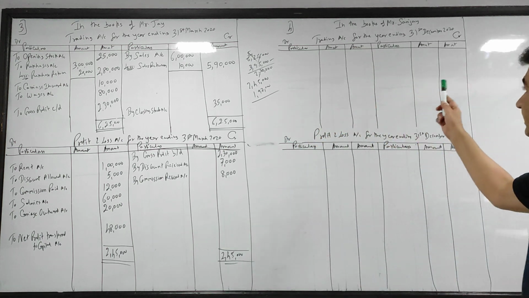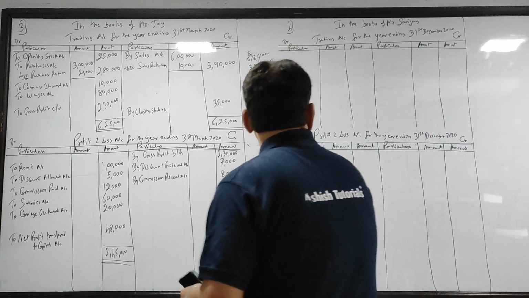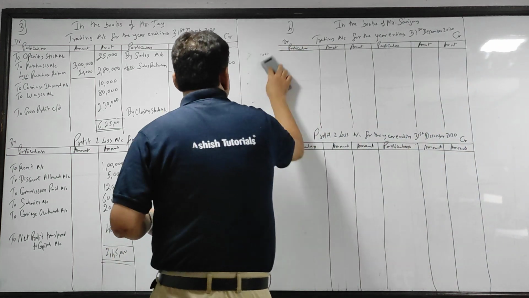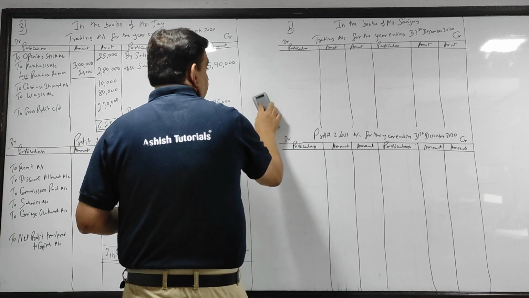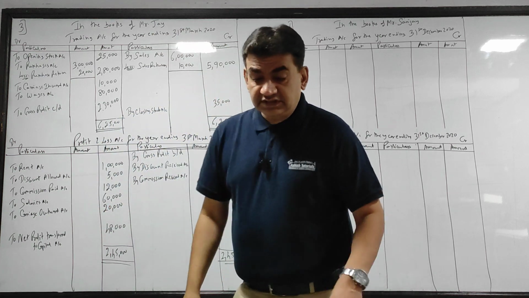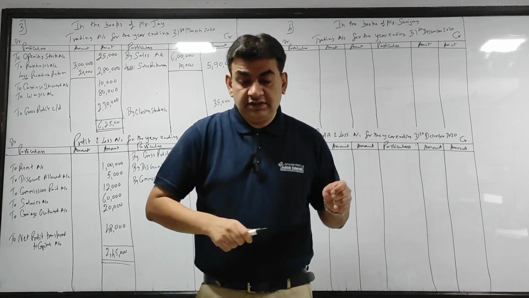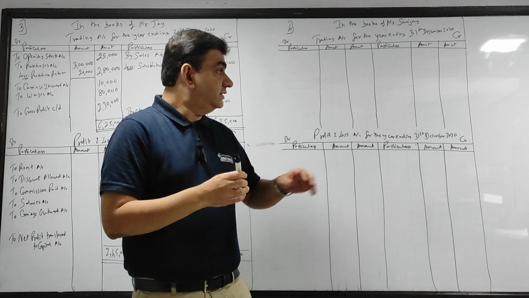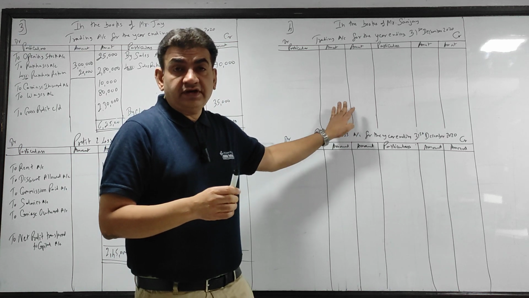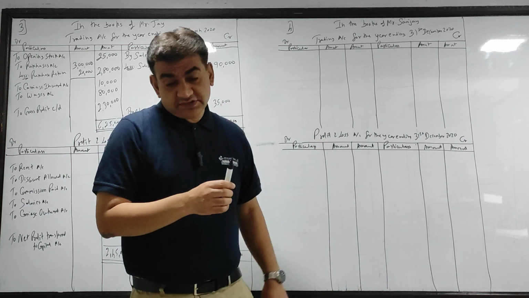Okay. Give the heading. In the books of Mr. Sanjay, trading account for the year ending 31st December 20 and profit and loss account for the year ending 31st December 20. Okay, so let's start. Same format. Around 8 to 9 lines for trading account, and below that P&L. Same columns.